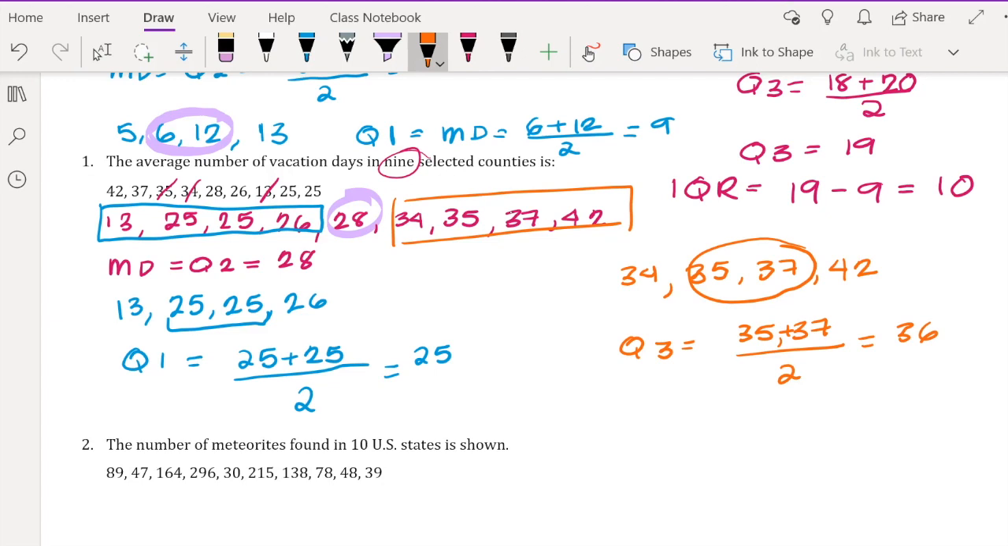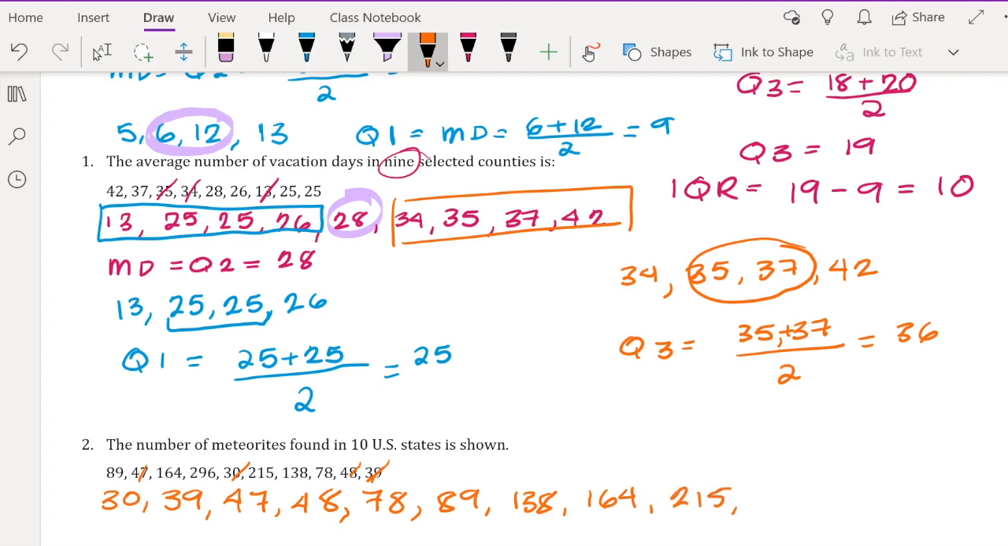Last one. So we need to order the data. So 30, 47, 48. I skipped this 39. Let's see. 39, 47, 48, 78, 89, 138, 164, 215, and 296. There you go.